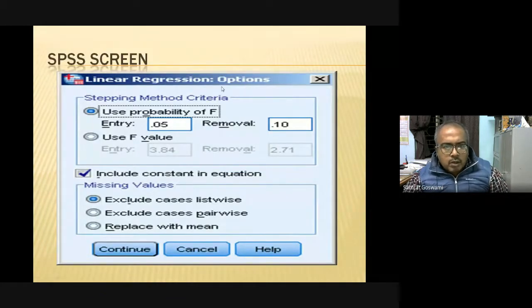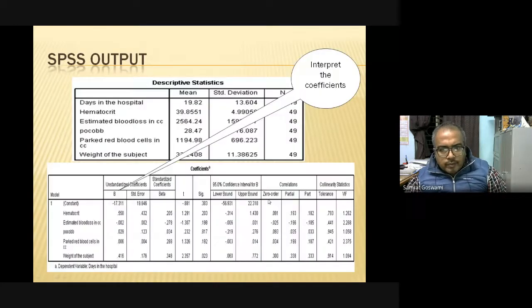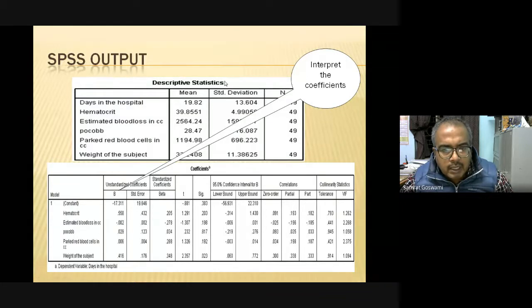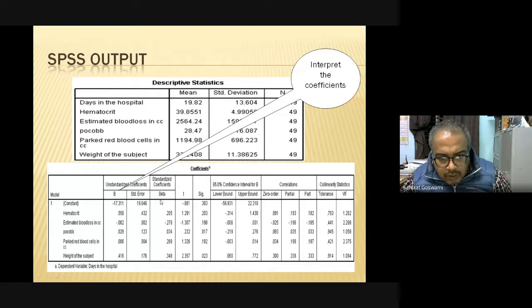Then the linear regression options will be there. Generally, we use a probability of F at 5% level and removal at 10% level, 0.10, and generally include the constant in the equation, exclude cases listwise. This is going to be the result. It is the descriptive statistics. From the entire data, you will get the descriptive statistics. And this is going to be your model where these are the coefficients.